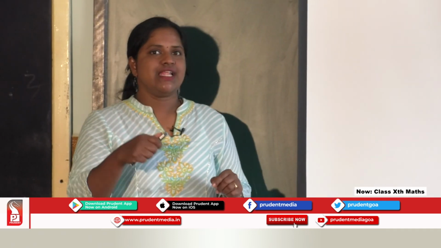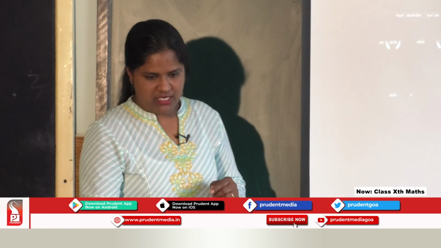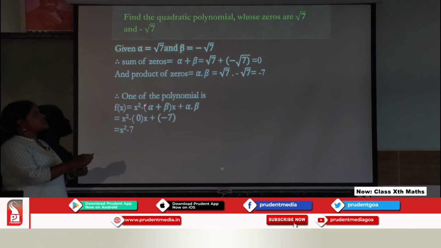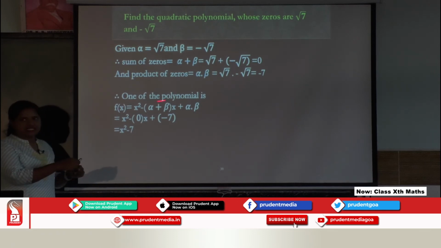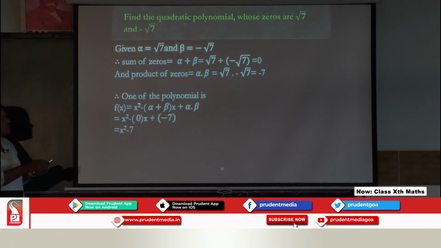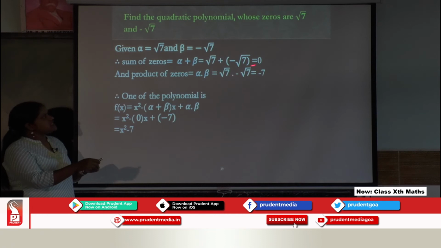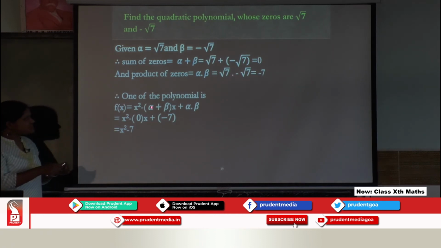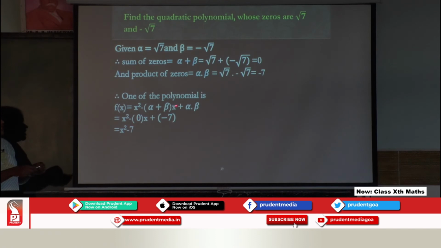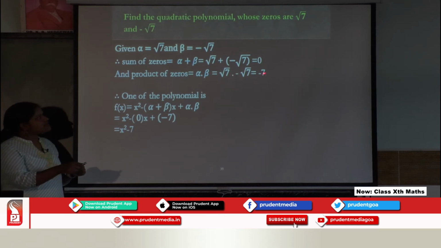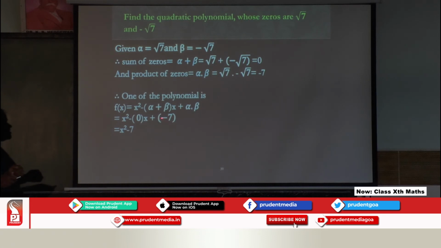Now what we are supposed to do is, let us frame the quadratic polynomial. Therefore, one of the polynomials is f of x equals x square minus (alpha plus beta) x plus alpha into beta. This is my general formula. Now substitute. What is alpha plus beta? We found it as 0. So in this bracket you substitute 0, x plus alpha multiplied by beta. Alpha multiplied by beta we found as negative 7. So in this place you put negative 7.